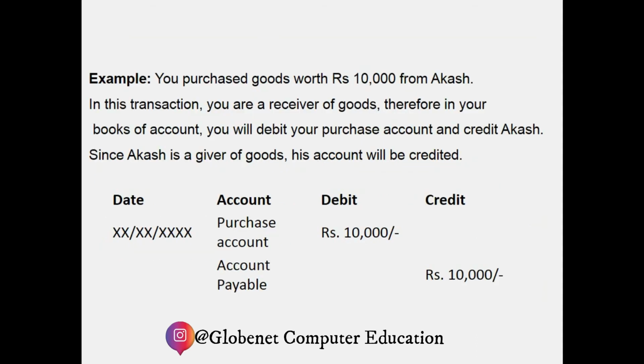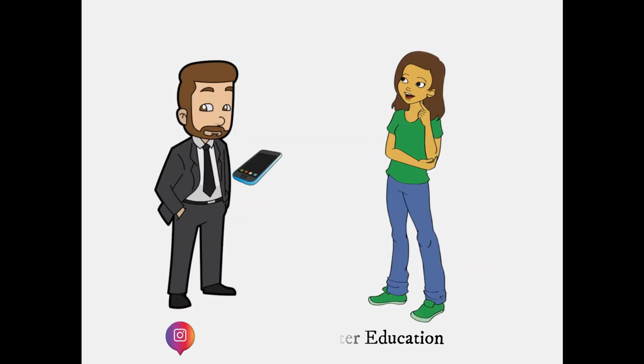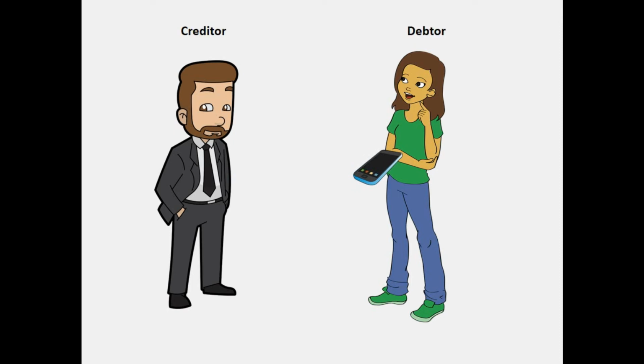For example, you purchase goods worth rupees 10,000 from Akash. In this transaction, you are the receiver of goods. Therefore, in your books of accounts, you will debit your purchase account and credit Akash account. As Akash is a giver of goods, his account will be credited. So the entry goes like purchase account debit rupees 10,000 to account payable, that is Akash account credit rupees 10,000. See, Akash is giving goods to you. Akash becomes the creditor, you become the debtor.